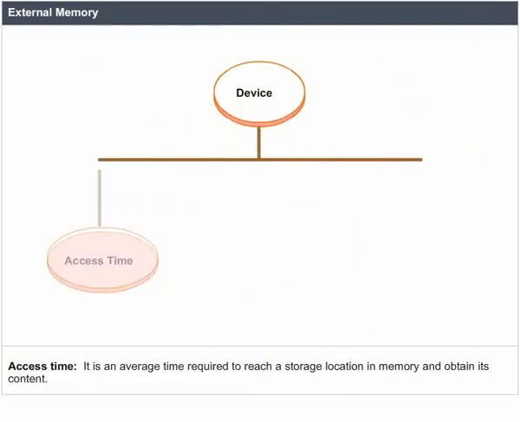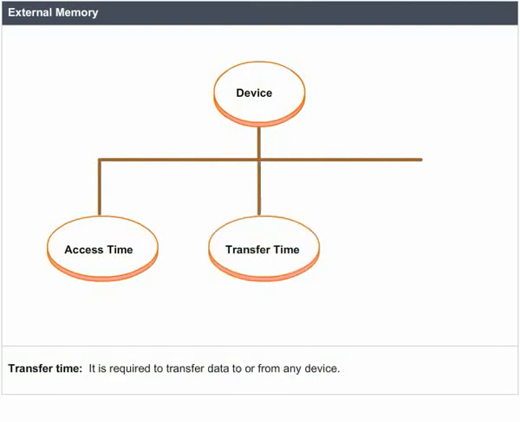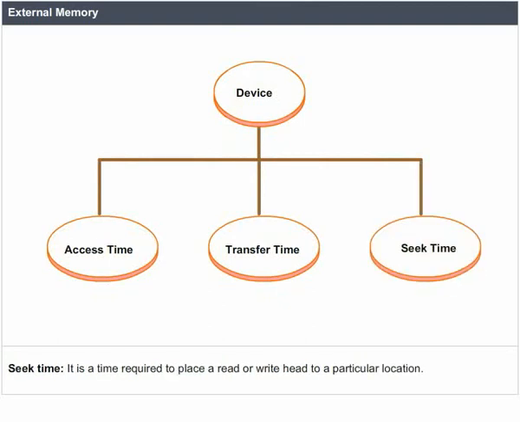Access time. It is the average time required to reach a storage location in memory and obtain its content. Transfer time. It is the time required to transfer data to or from any device. Seek time. It is the time required to place a read or write head at a particular location.